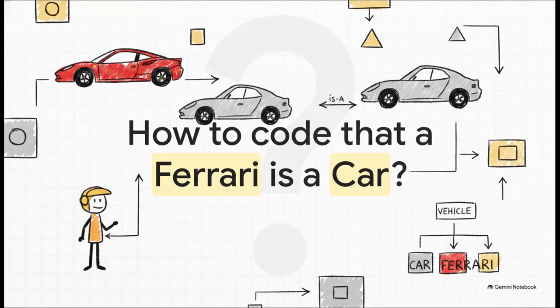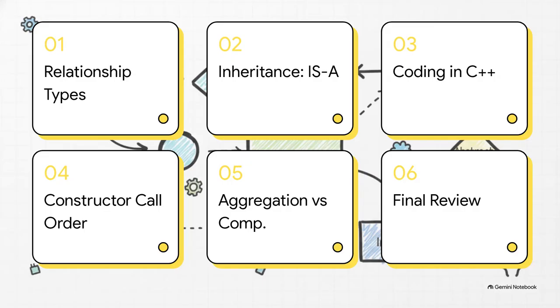Let's start with a quick logic puzzle, right? Think about the real world for a second. If a Ferrari is a car, and a car has a driver, how do we write code that actually understands that specific relationship? See, object-oriented programming isn't just about throwing functions and variables into a file. It's really about mapping these physical, real-world relationships directly into computer memory. We want our code to reflect reality, because that's what makes our software highly reusable and, honestly, incredibly easy to maintain down the line.